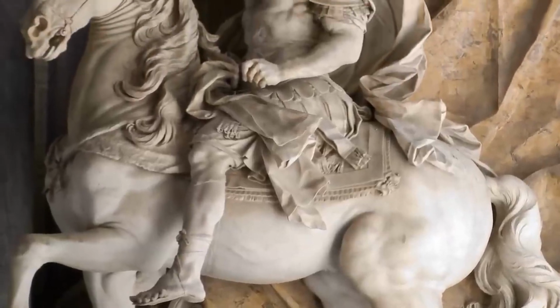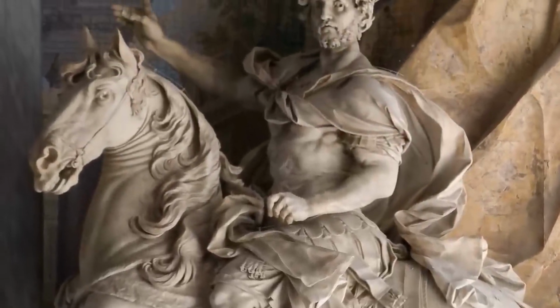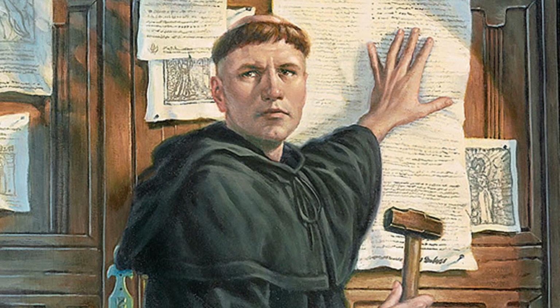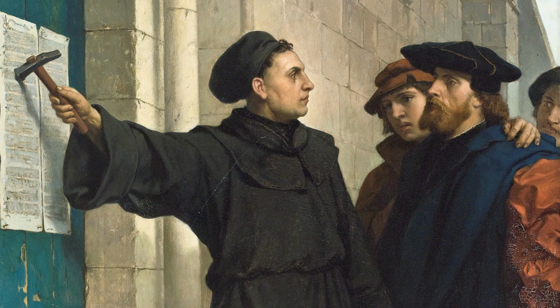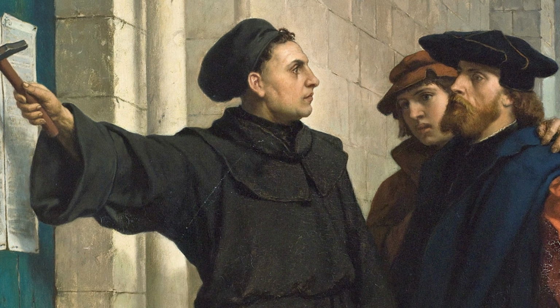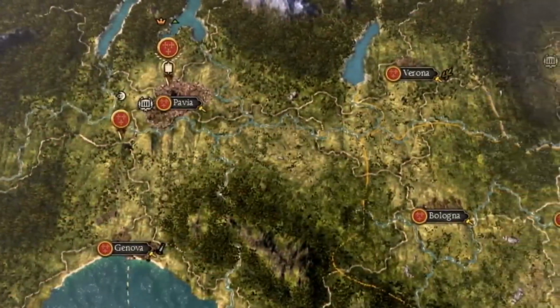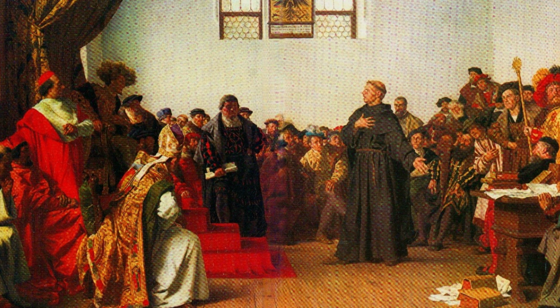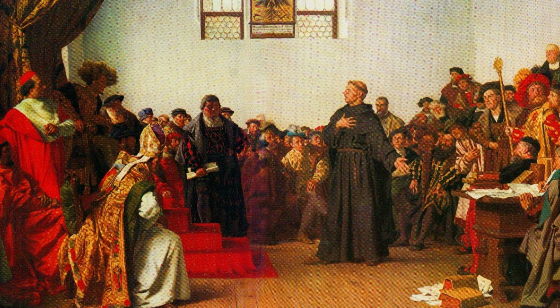One of the most dramatic events in the empire's history came in 1517, when Martin Luther, a German monk, nailed his 95 Theses to the door of a church. Luther criticized the Catholic Church for its corruption, and this led to the Protestant Reformation, which divided the empire into Catholic and Protestant territories. This division sparked religious wars, and the Holy Roman Empire became more fragmented.